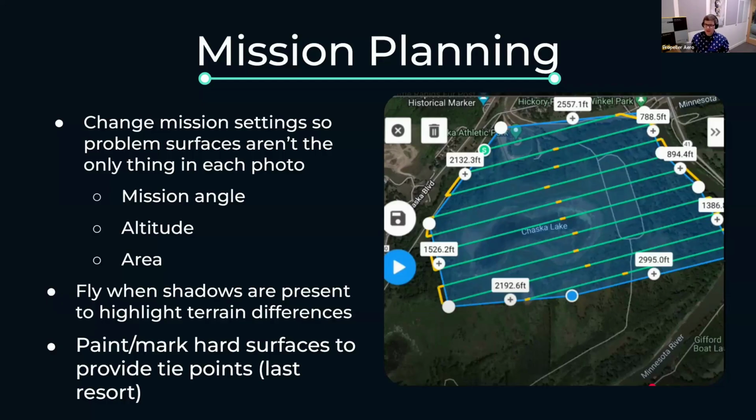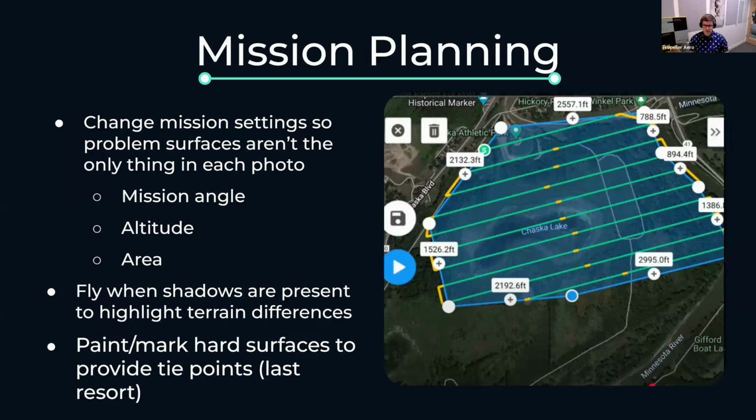One other thing you can do is fly when shadows are present to highlight terrain differences. And this is specifically dealing with water and snow. So if you're flying when the sun is directly overhead, obviously it's pointing straight down at your feature and it's not able to cast a shadow on either side of it. But if you fly, say, a few hours before or a few hours after high noon, the sun comes at it from a different angle and casts a shadow that we can use to pick out features on the landscape. Again, this is something I only recommend when you know that the surface is going to be problematic. Otherwise, we normally recommend flying when the sun is directly overhead.